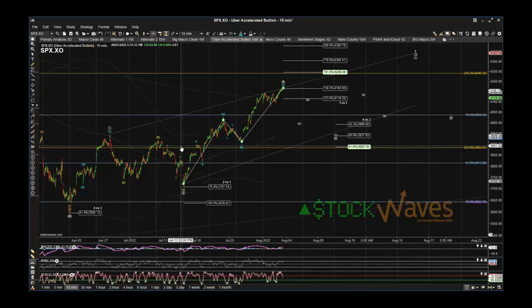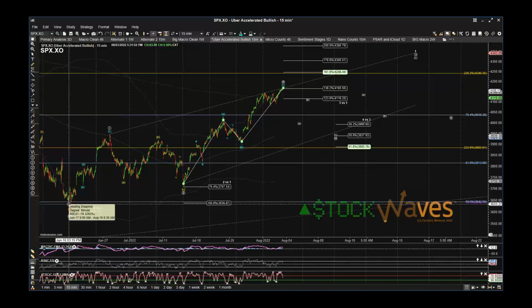Or you can just say, I know the structure is going to be choppy, but we're giving it the benefit of the doubt that it's going to move up into our target region of the 4,300 zone for resistance for wave one, and I'm just going to set it and forget it and give it time to prove itself, as long as it holds on to those June lows.